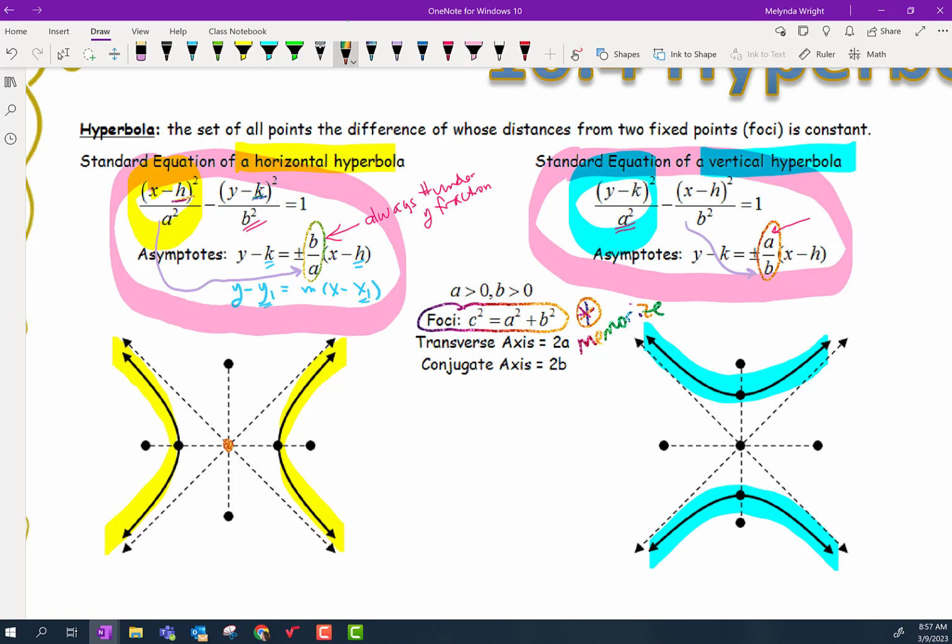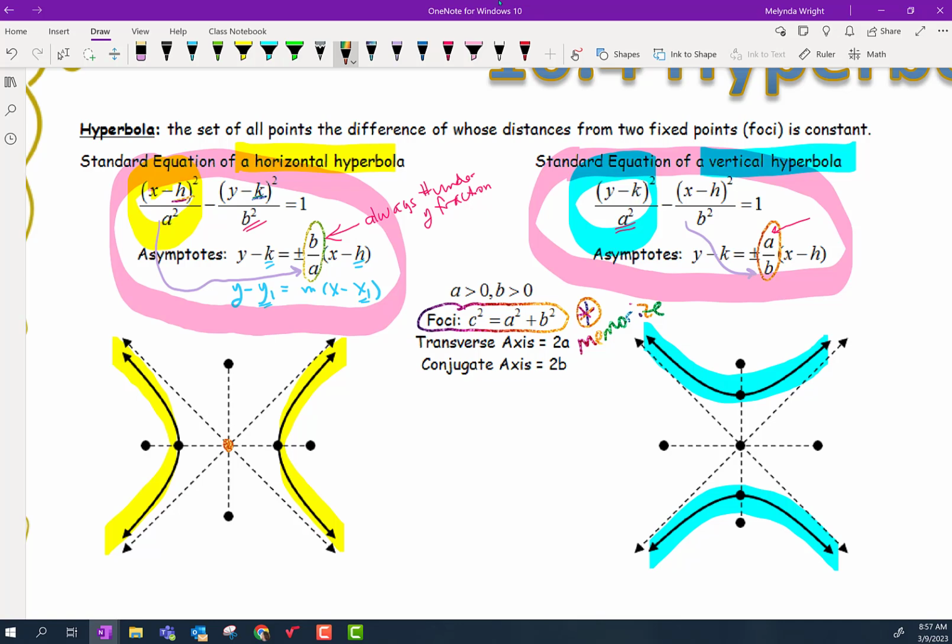So let's compare and contrast this focus equation to the focus equation from ellipses. You remember the focus equation from ellipses looks almost exactly like that, right? But it has a subtraction sign in it. It's a squared minus b squared equals c squared. The focus equation for the hyperbola is a squared plus b squared equals c squared. So they're just slightly different.